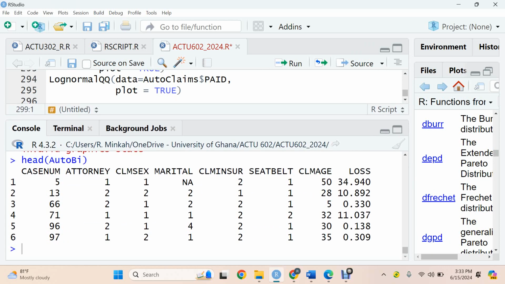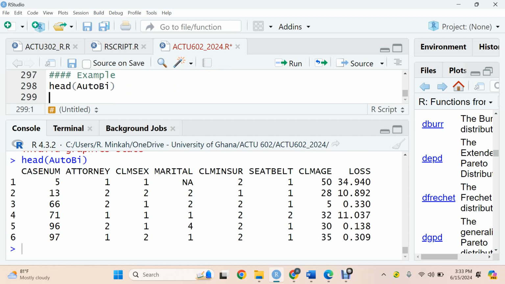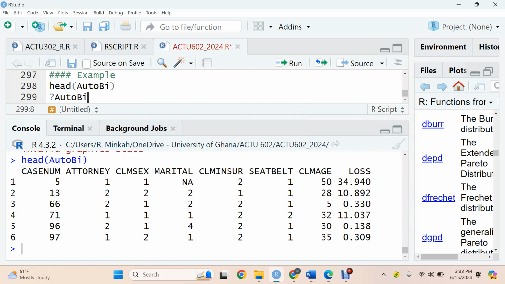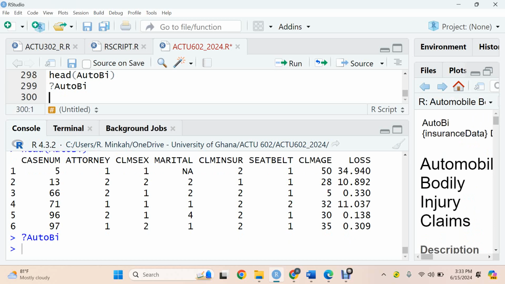So you have some auto insurance data: the case number, the attorney, and the claim. Okay, let's go to the help file. Auto BI. Why is it not coming up? Okay, it doesn't come. But let's go to the help files.